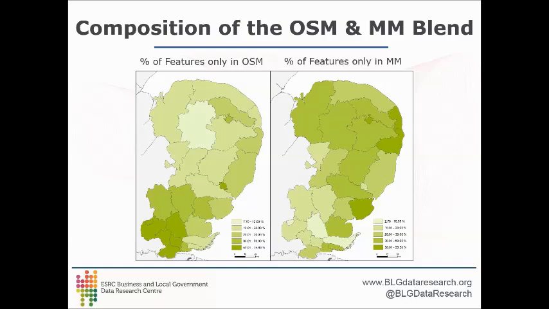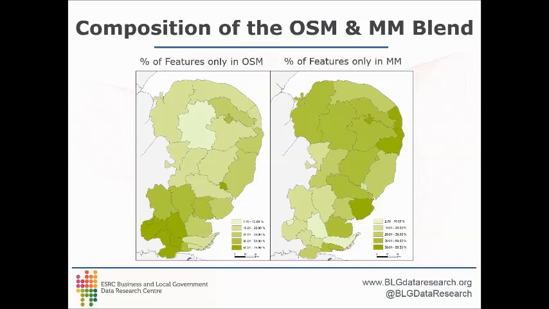Okay, so of the 155,000 hectares in the OpenStreetMap and MasterMap Blend layer, about 46% of that area you actually get from both source layers.